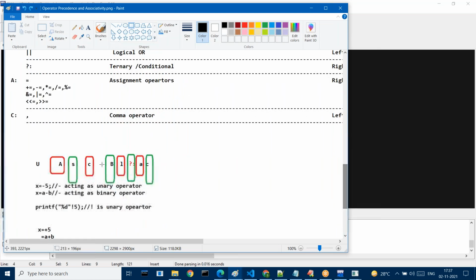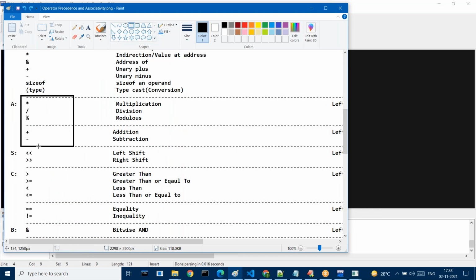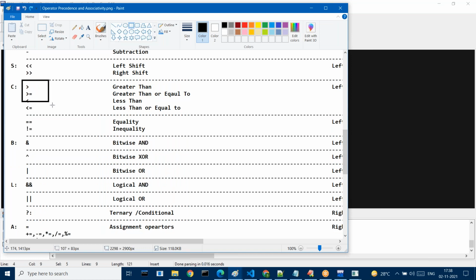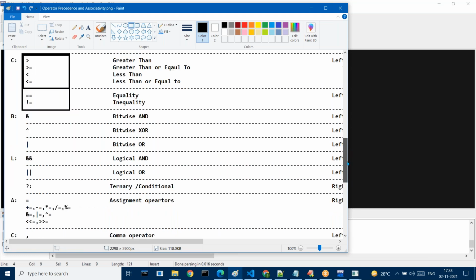Next, you ask S for shift: left shift, right shift. Next, C for comparison. We have many comparison operators, but these have high precedence. How to remember? Greater than, less than, greater equal to, lesser equal to have high precedence compared to equal to and not equal to. Easy.